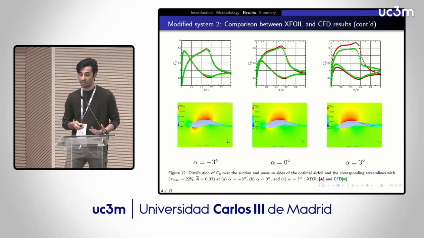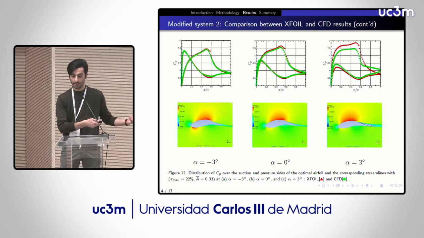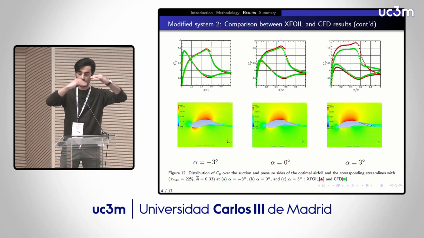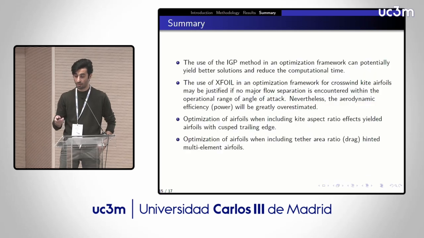However, as we have flow separation, they tend to be completely different. In terms of CP, for low values of angle of attack, like -3 degrees and 0 degrees, even the CP distribution is very similar. But as we go to 3 degrees, the CP distribution becomes completely different.